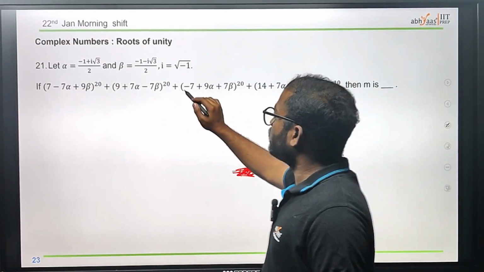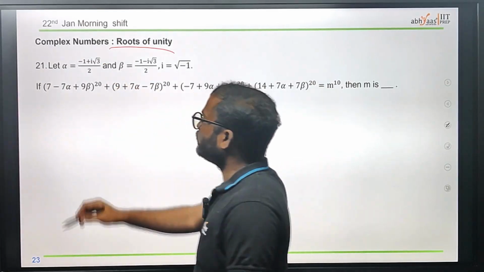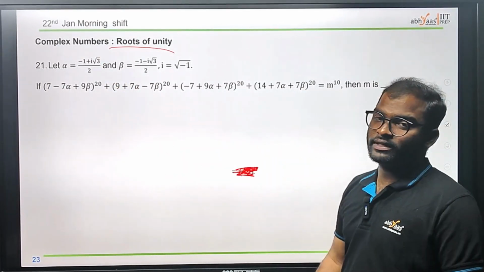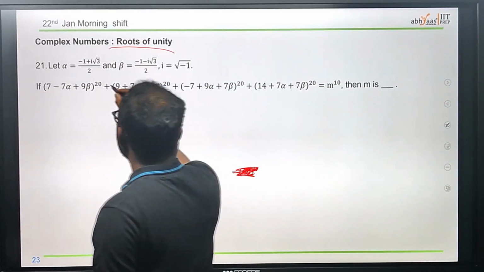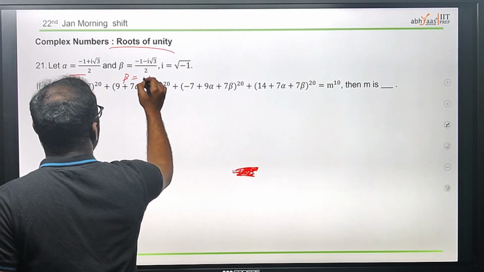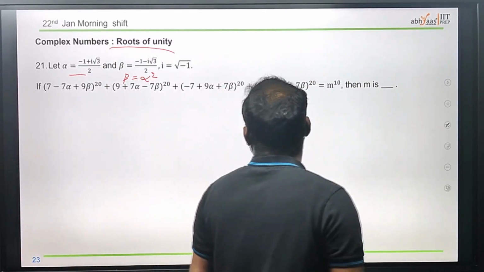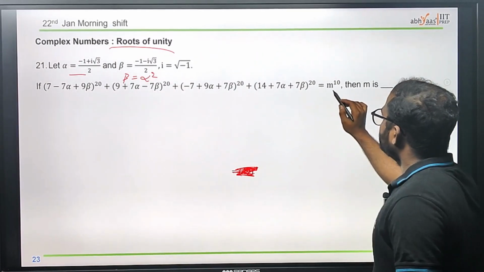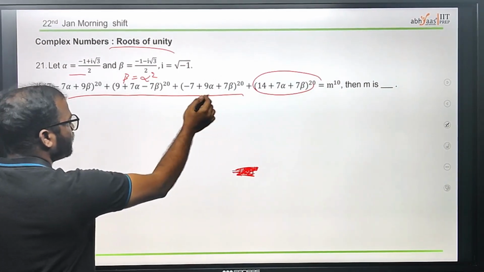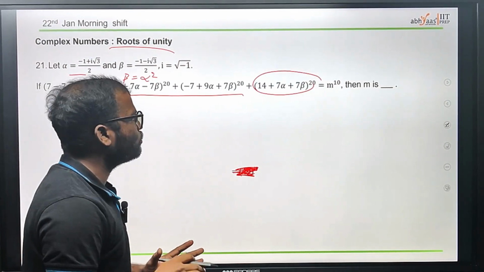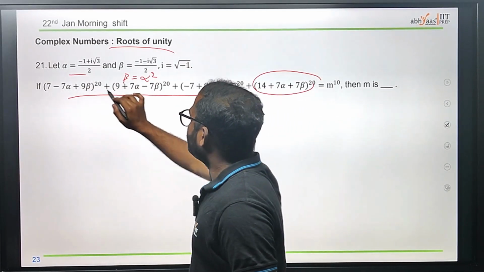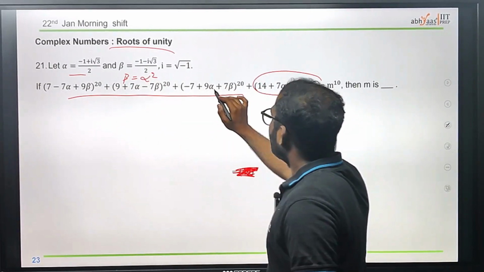Now we have the given complex numbers, which is based on the roots of unity. If we see here, we can take alpha as omega and beta as omega square, so we can take beta as alpha square. Now we need to see that this one is different from these three. Let us make these three have the same relations, like we have 7 alpha and 9 beta, 7 alpha and 7 beta, and 9 alpha and 7 beta.